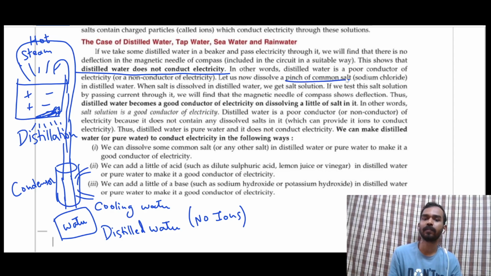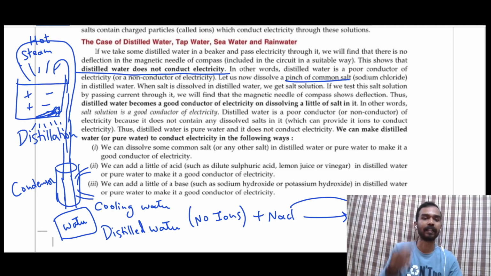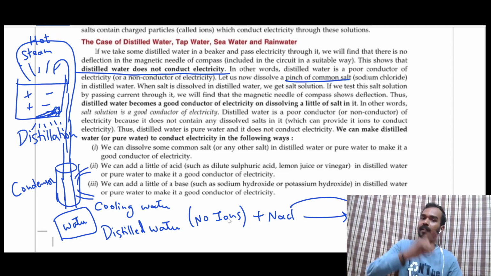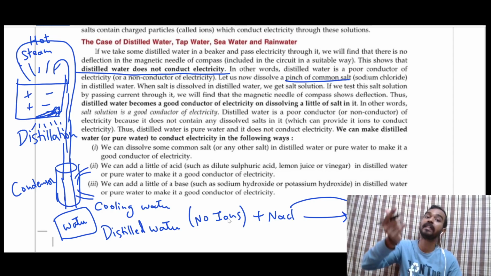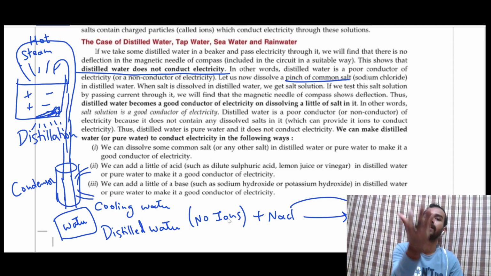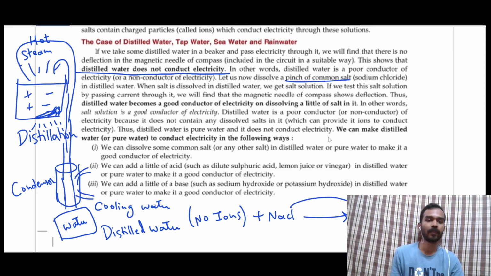If you add a pinch of salt to it, you are introducing ions. If you add NaCl, now ions are there. You have a lot of ions because NaCl is contributing them. Then it becomes a conductor, or electrolyte. That means you can convert a non-electrolyte to an electrolyte by externally adding a material which can release ions. This is the take-home message here. We can make distilled water conduct electricity by adding salt. You can add salt, acid, or base, because salt will release ions, Na plus and Cl minus. Acid can also release ions, like H plus and Cl minus from HCl. Base can also release ions, Na plus and OH minus. So it is a conductor.